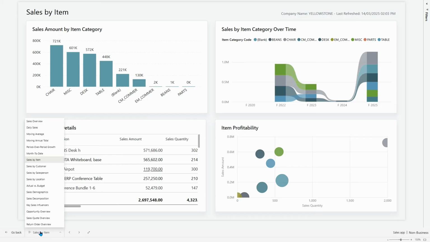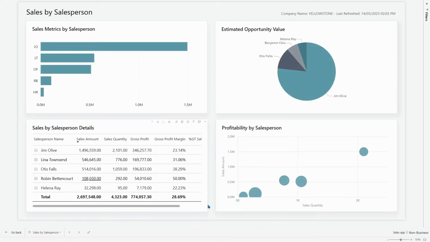Let's look at sales by salesperson. This is an existing report that got some new visuals. So here on the sales metrics, you can see for Joe the sales amount Joe generated, also the profit they generated, and the margin they generated. You can see an overview of the opportunities in the CRM module, if you use that, by different people in your sales staff. And again, the same kind of bubble chart analysis, not by item, but now by salesperson.